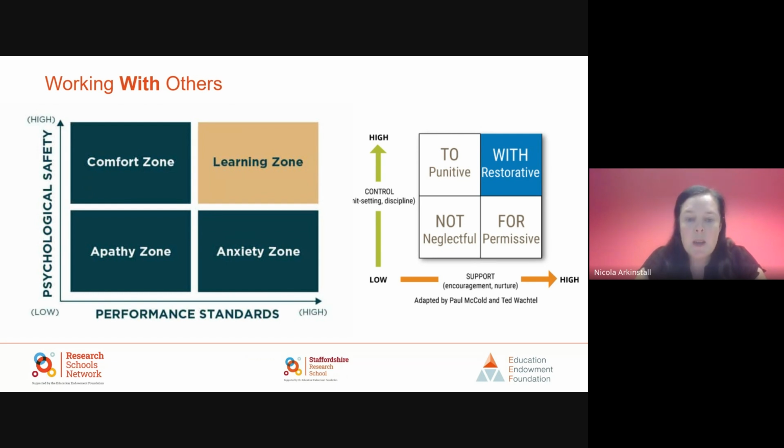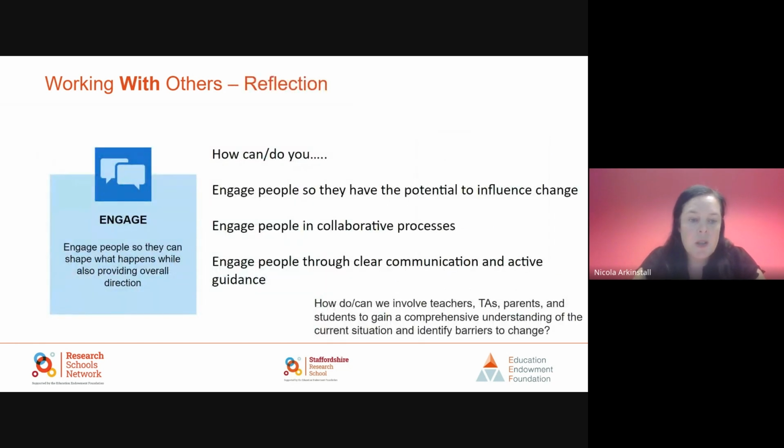The other one I think about here is if we do it with people, then it's sort of that restorative, relationship building approach. Whereas we're not just doing it to them and they feel like it's a punitive thing where they're being told to do something. If they don't do it, they're getting in trouble for it. It doesn't get that culture right. Or if we don't involve them at all, we're neglecting them or being permissive. So it's really getting into that zone where we feel like we're doing it with people rather than to them.